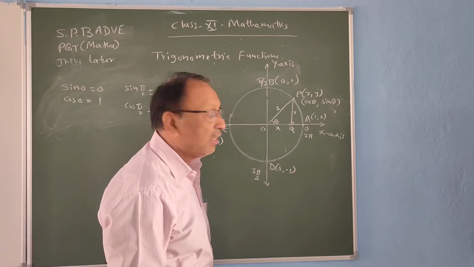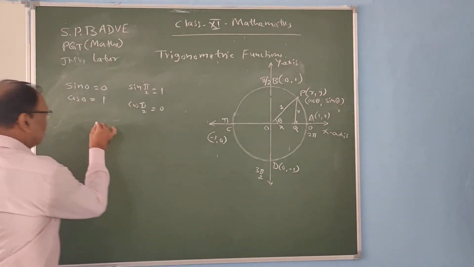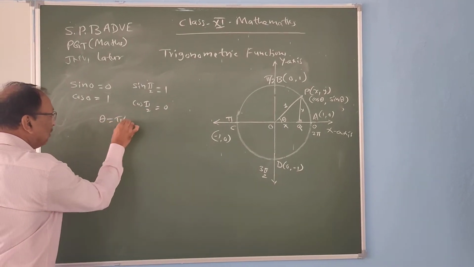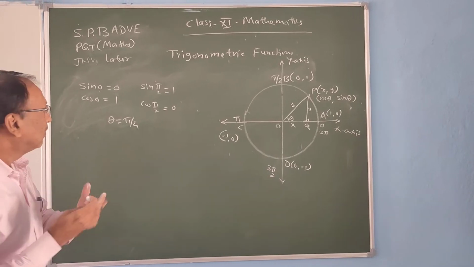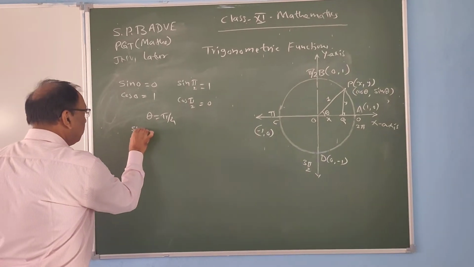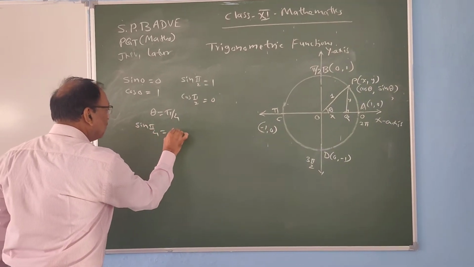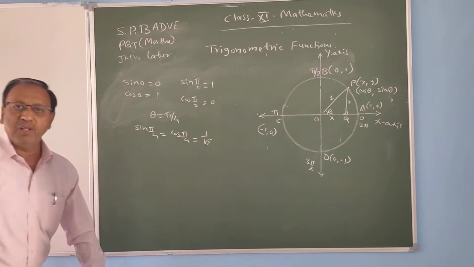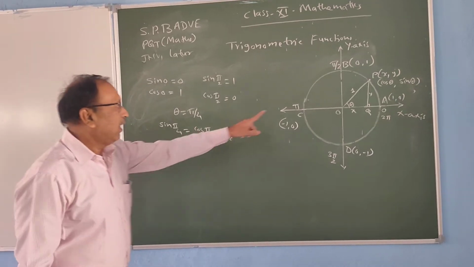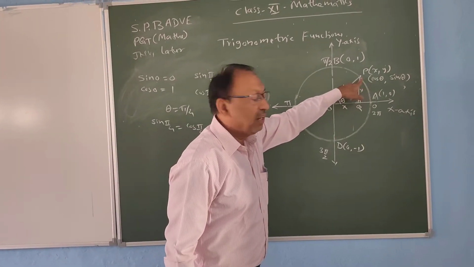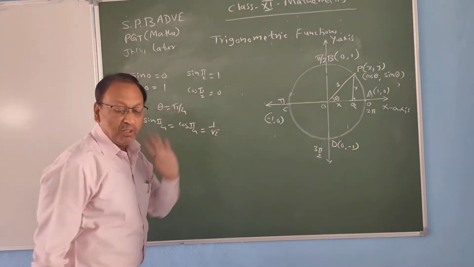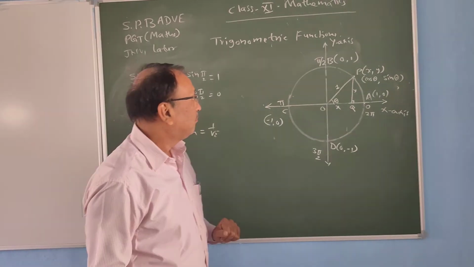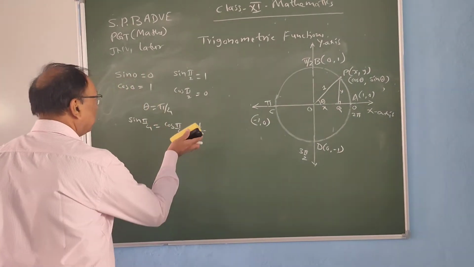And see, at theta equal to pi by 4, both coincide. Sin pi by 4 is equal to cos pi by 4, which is equal to 1 by root 2. You know this, you learned this. So at the middle point here, the sin and cos ratios are both equal. So this is how they behave in the first quadrant.